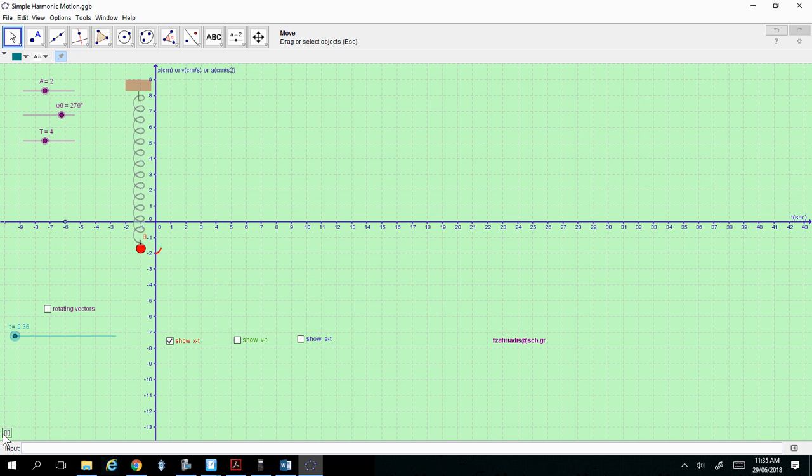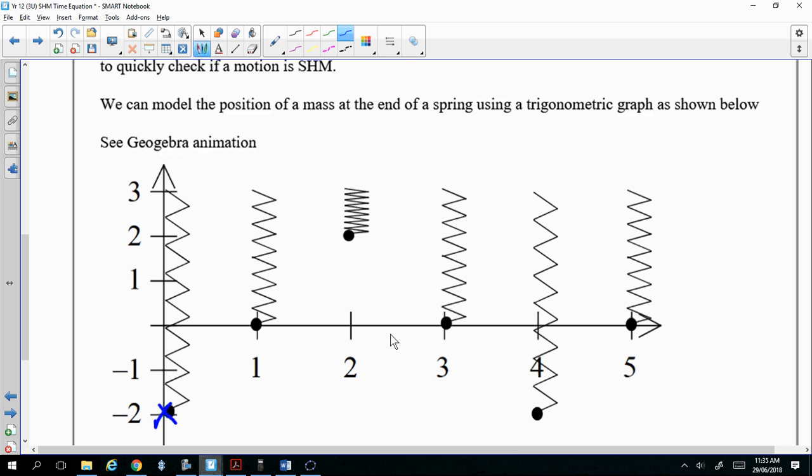Okay, let's go back. Basically we can see that the sine and cos graph can be used to model the position of the mass on the spring. Let's draw that.